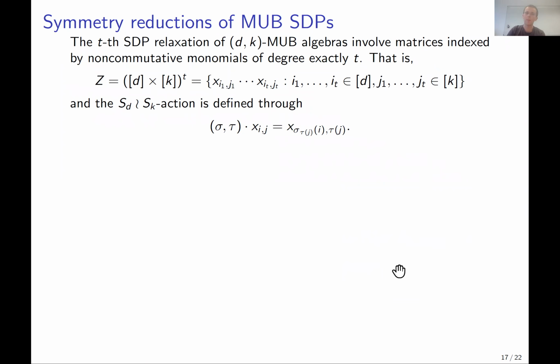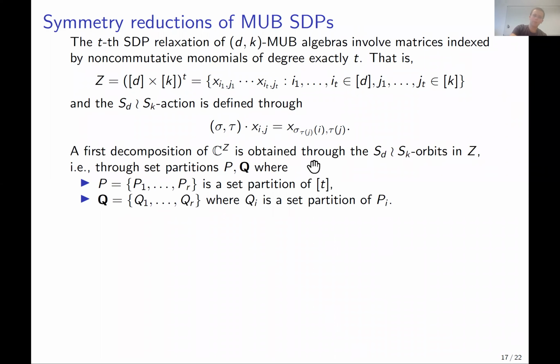So I've already mentioned the symmetry of this MUP problem before, and I'm just going to ask you to believe me that these SDPs sort of inherit the same symmetry. So we have this set of indices, and the SD-SK action is defined on this set by basically doing exactly this relabeling of bases and of basis elements. So how do we decompose the vector space CZ? Well, the first very easy step in this decomposition is we look at orbits. So you can look at orbits of monomials, and this would give you a first decomposition of the vector space.